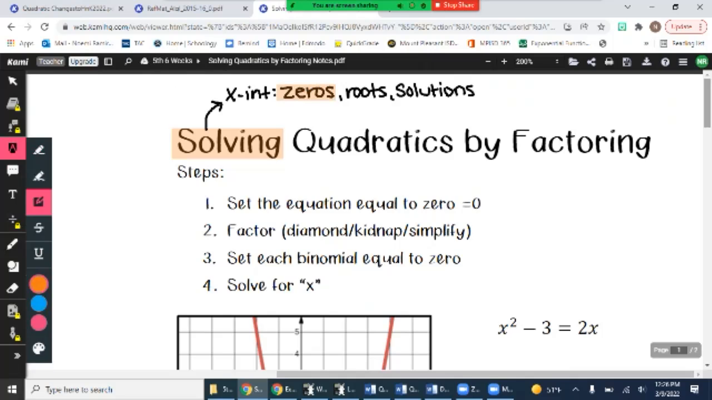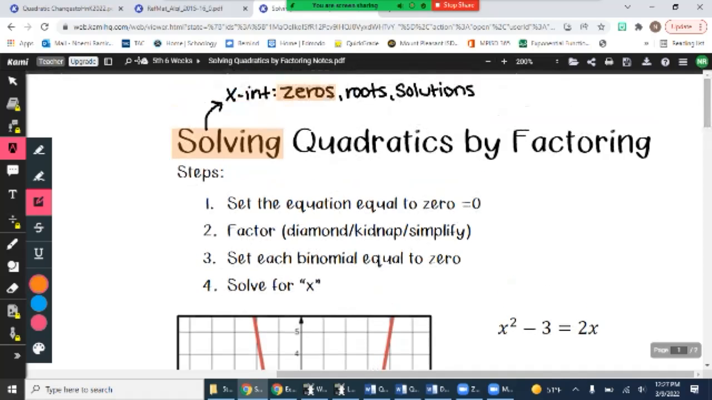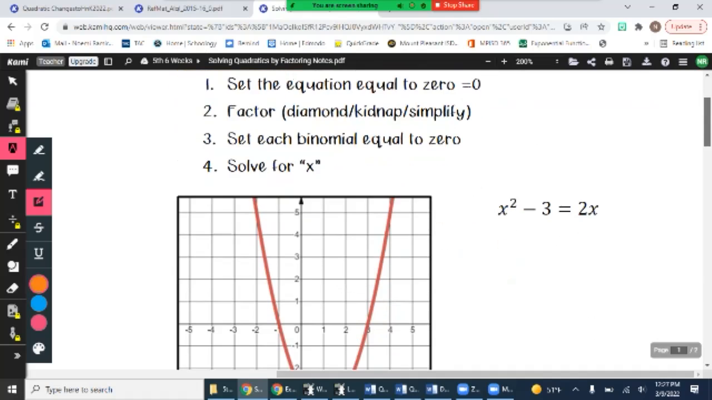All right. Now, these are the steps that you're going to take to factor these problems. We've already learned half of this. We're only going to be adding one more step to the factoring part. And the graph right here, we're only going to have a graph for this very first example because I want you to be able to compare. I want you to be able to see that solving the quadratic by factoring will point out what the zeros are on the graph.